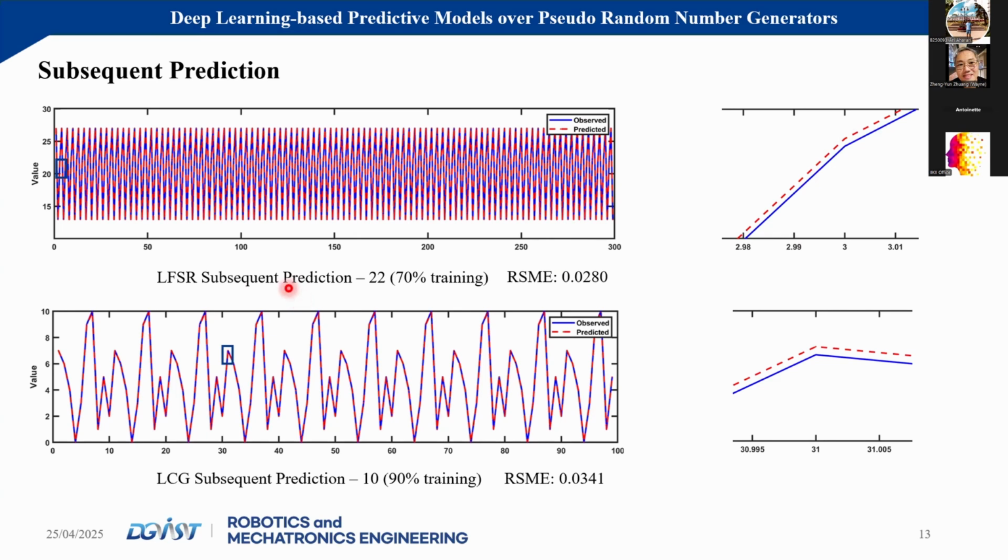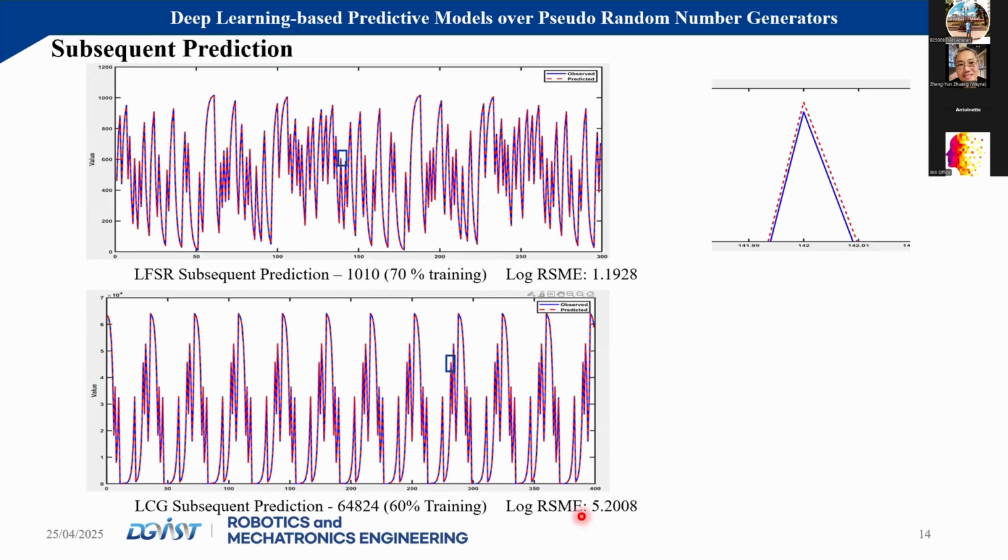For subsequent prediction of LCG with 22, we have a very low RMSE value of 0.028, while for LCG with 10, we have 0.031. When we use bigger values, we notice that the differences are much larger compared to the smaller values. Thus, the log RMSE value is used.